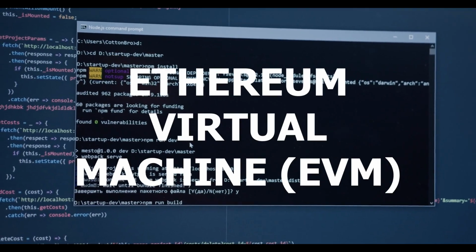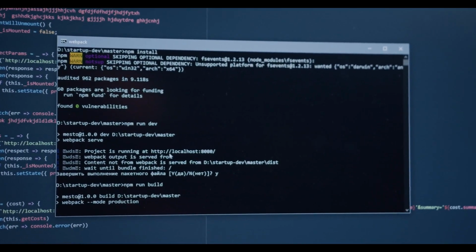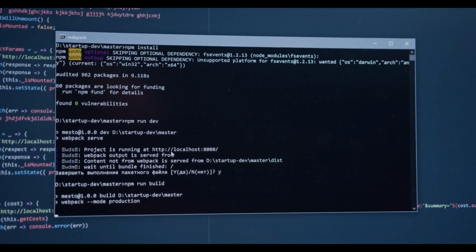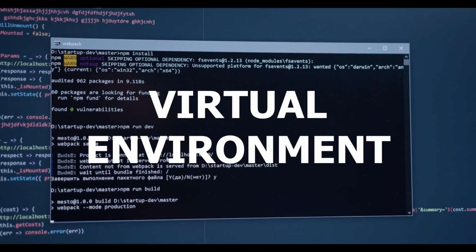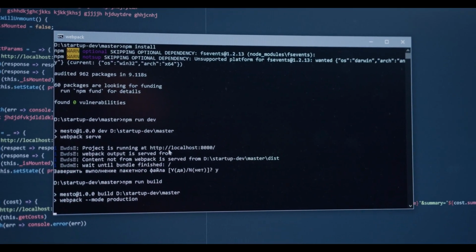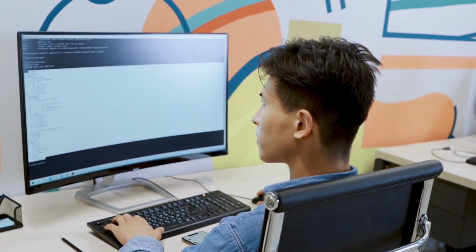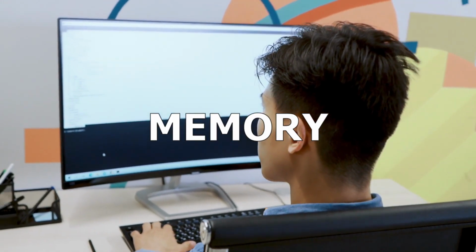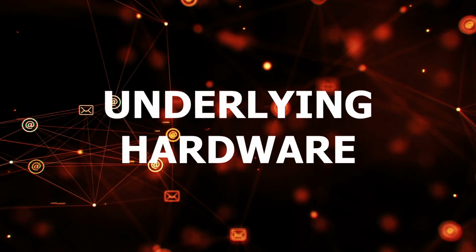The Ethereum Virtual Machine is a software environment that runs on the Ethereum blockchain. It is responsible for executing the code of smart contracts and dApps on the Ethereum network. The EVM is a virtual machine because it provides a virtual environment that runs on top of the real hardware of the nodes in the Ethereum network. This virtual environment is designed to be fully self-contained and self-sufficient, with its own instruction set, memory, and clock.